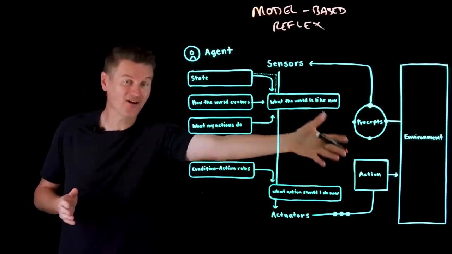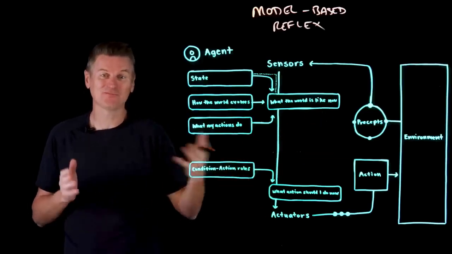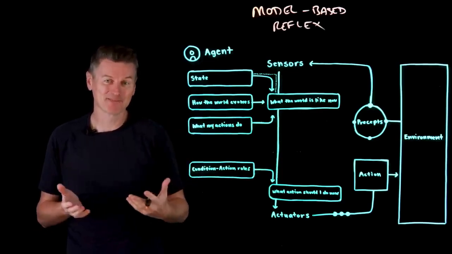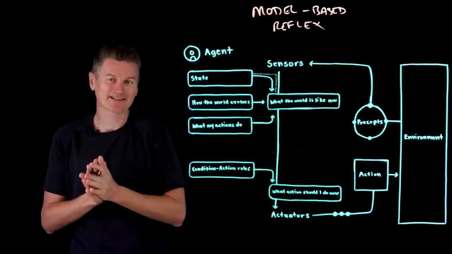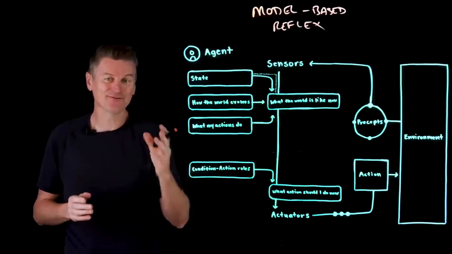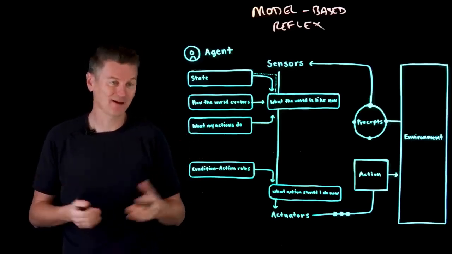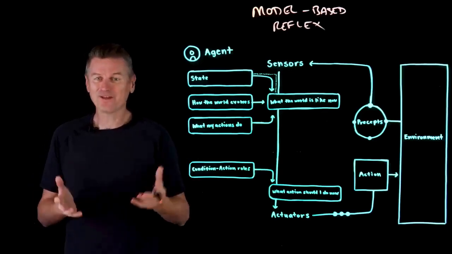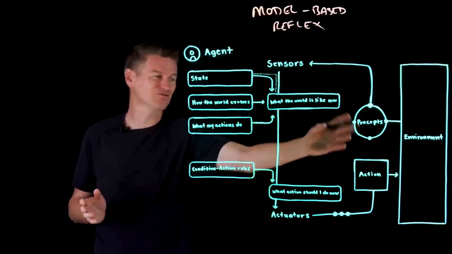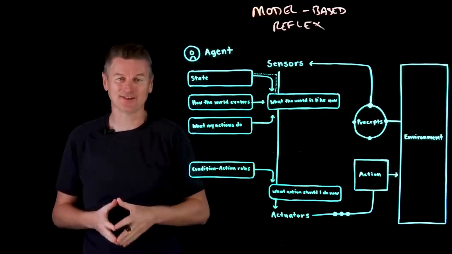Essentially, how the environment changes from one state to another. The agent also tracks how its own actions affect the environment. That's what my actions do. And all of this is used instead of just taking the raw percepts data for decision making.